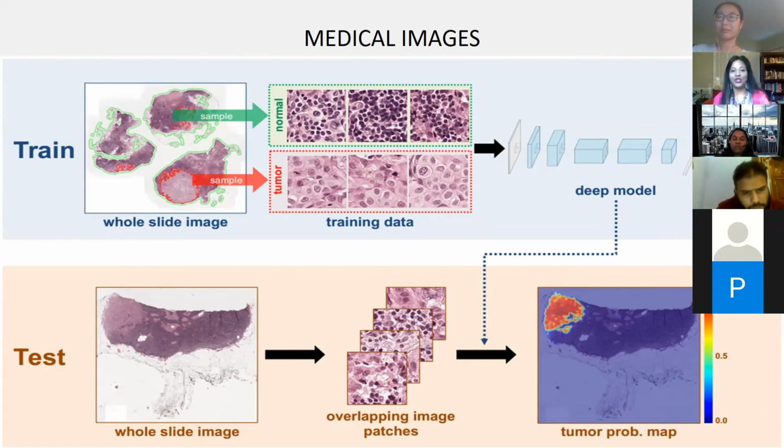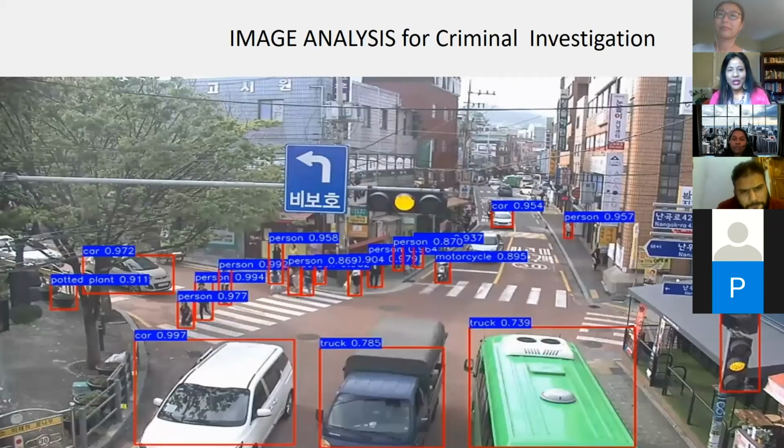And we wrote a machine learning algorithm, not only to calculate the visceral fat in the CT scan, but also how it correlates to the lung cancer patients. So medical imaging is one of the very important use cases that has been implemented. Next, image analysis for criminal investigation.